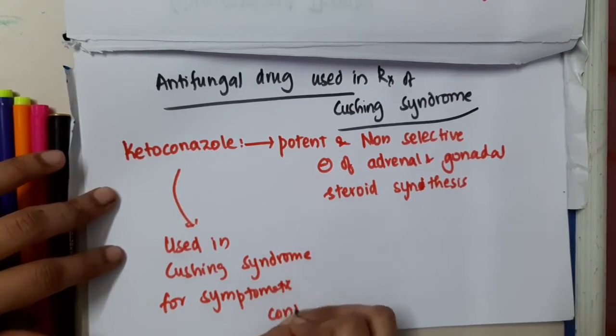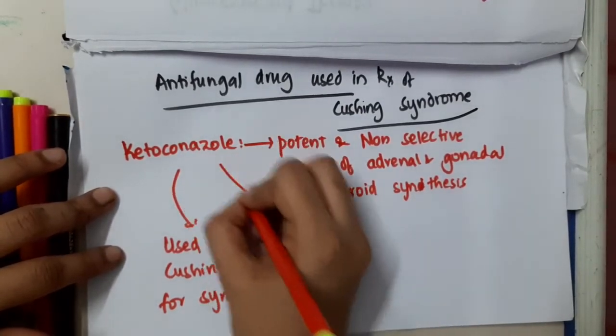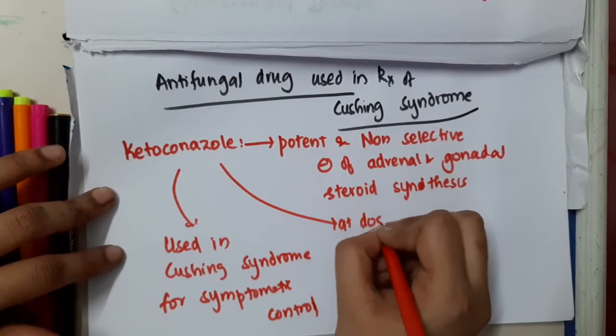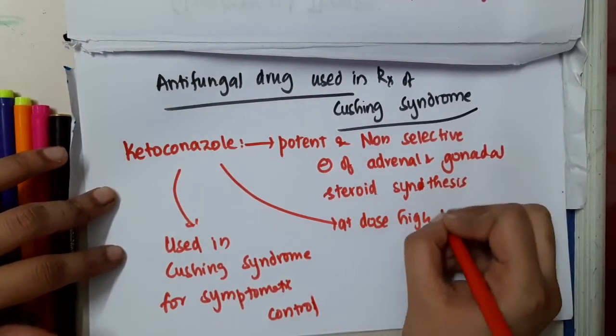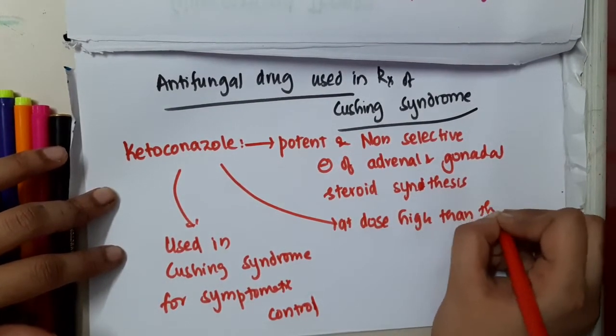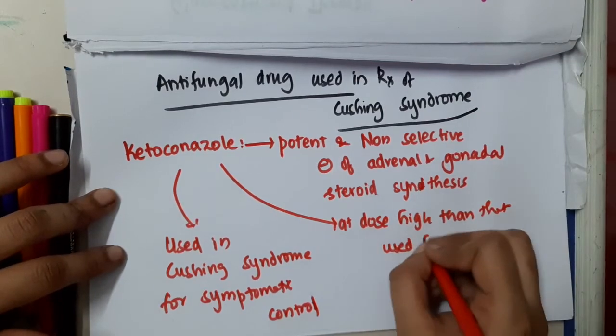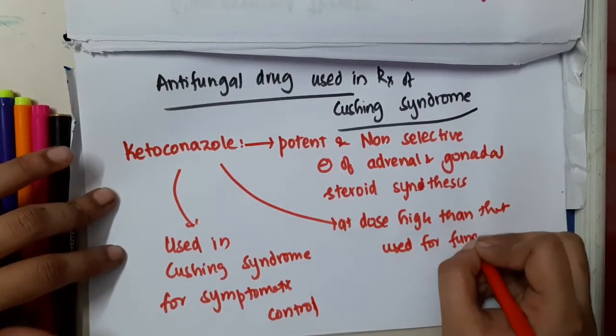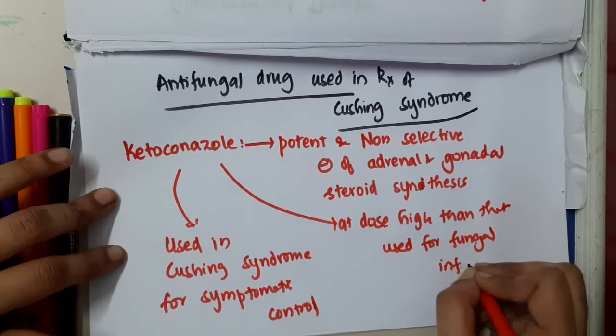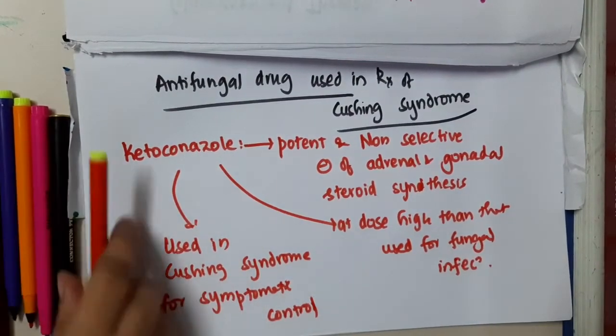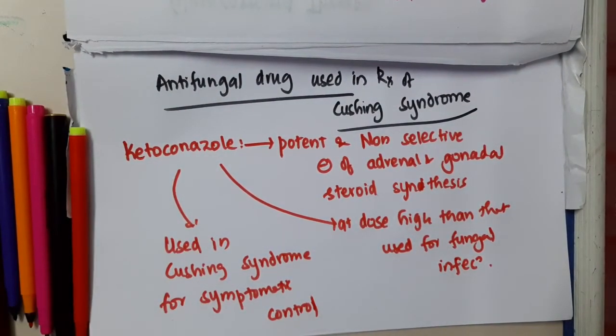One more important thing is it is used at a dose higher than that used for fungal infections. If you are using ketoconazole for fungal infections, you will use a lower dose, and if you are using it for Cushing syndrome, you will use a higher dose. So this is about ketoconazole.